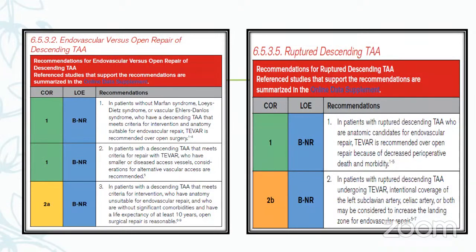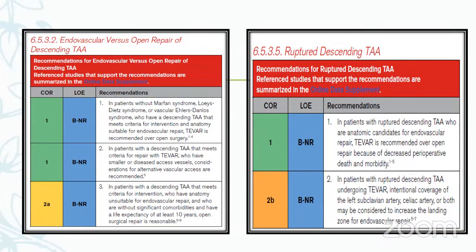Okay, endovascular versus open repair for the descending thoracic aortic aneurysm. In patients without syndromes who have a descending thoracic aortic aneurysm that meets the criteria for intervention and anatomy suitable for endovascular repair, TEVAR is a class 1 indication. In patients who meet the criteria for repair with TEVAR, however, who have small or diseased access vessels, consideration of an alternative vascular access is a class 1 indication.